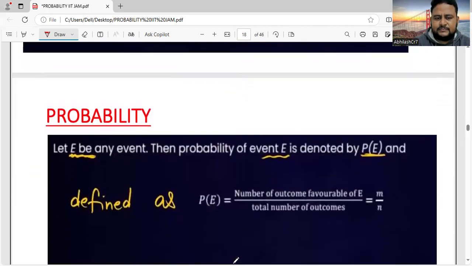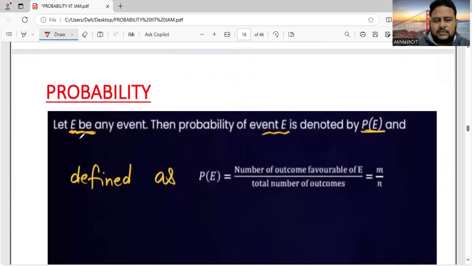Okay, here it is. Let E be an event. One thing you must understand: we are going to find the probability of an event. We are not going to find the probability of a sample space or of an outcome. Once the event has occurred, that is the final result we have got, and based on that we are going to find the probability. Always we are going to find the probability of an event. It is denoted by P of E.